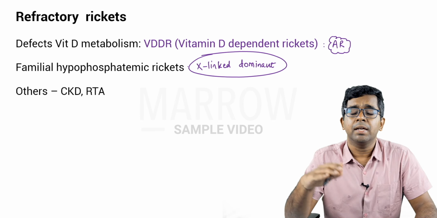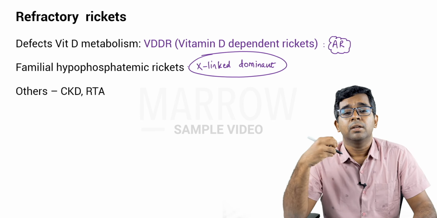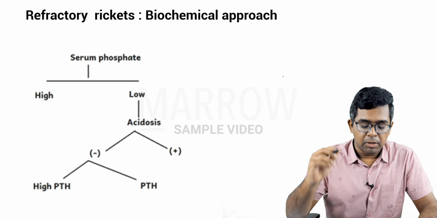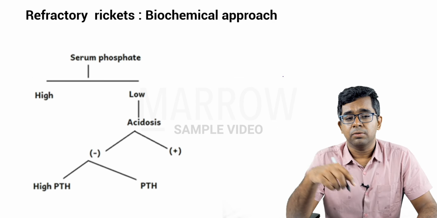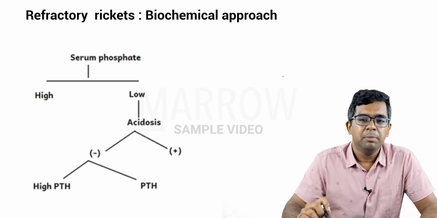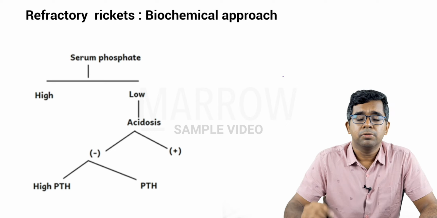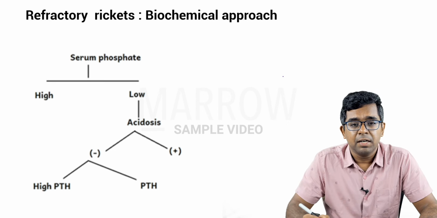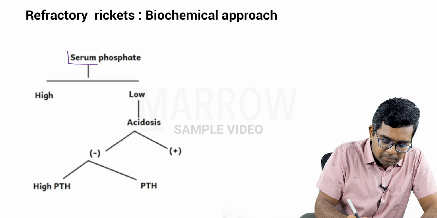Okay. Now, in a given child, conditions with refractory rickets cannot be diagnosed clinically. It would look like any other child with rickets. Then how will you make a diagnosis of refractory rickets? It's based on biochemical investigations only. So that is why this biochemical approach will be very, very helpful for you to solve any given clinical scenario of refractory rickets. We'll start with the first one, that is serum phosphate.